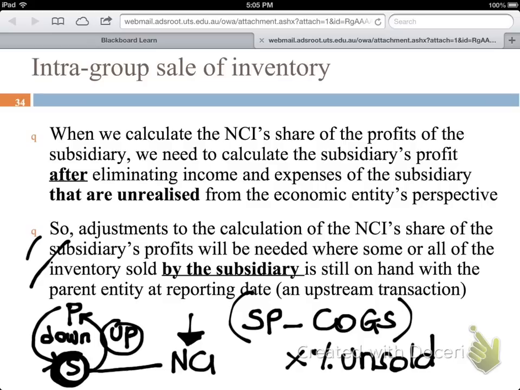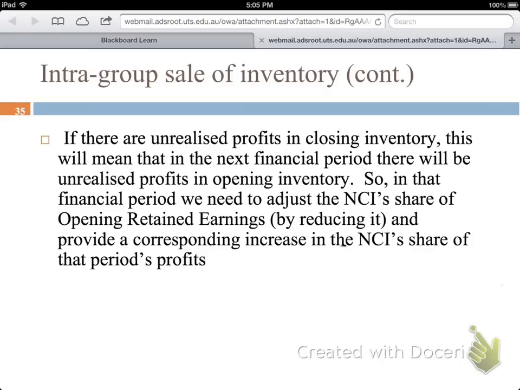So what this slide tells you here is that unsold inventory will decrease your NCI because that's unrealized profit. Okay? So if you have remaining inventory in closing inventory, you will have to decrease the NCI. So any unrealized profit always has the same effect on the NCI decrease.